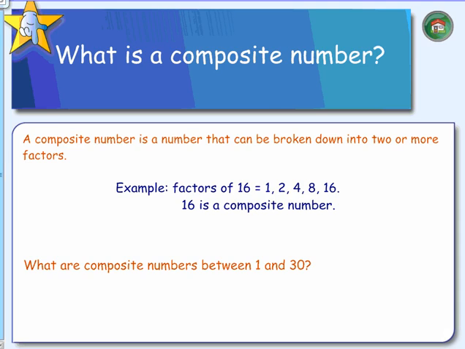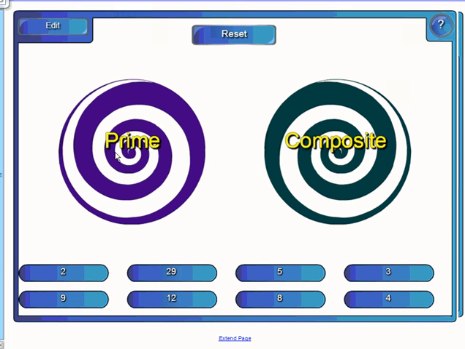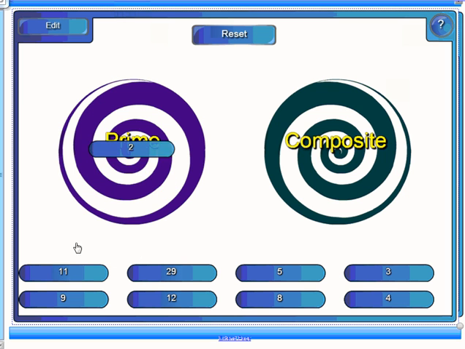All right, just a quick review of this. So 2 is considered a prime number. 9 is a composite number. 3 is a prime number. 13 is a prime number. 12 is a composite number, so on and so forth.